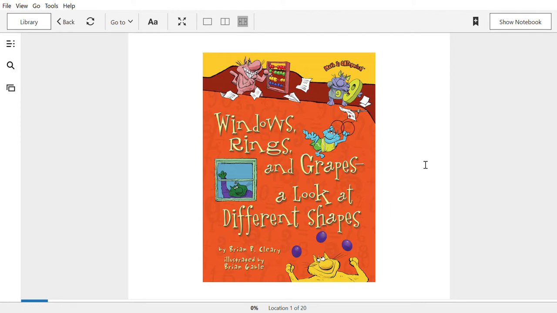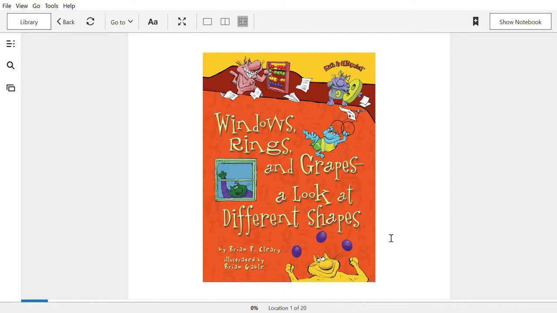Hello everyone, today we will be reading Windows, Rings, and Grapes, a look at different shapes by Brian P. Cleary, illustrated by Brian Gable. This is for kindergarten through 3rd grade, and today we will be working on vocabulary.